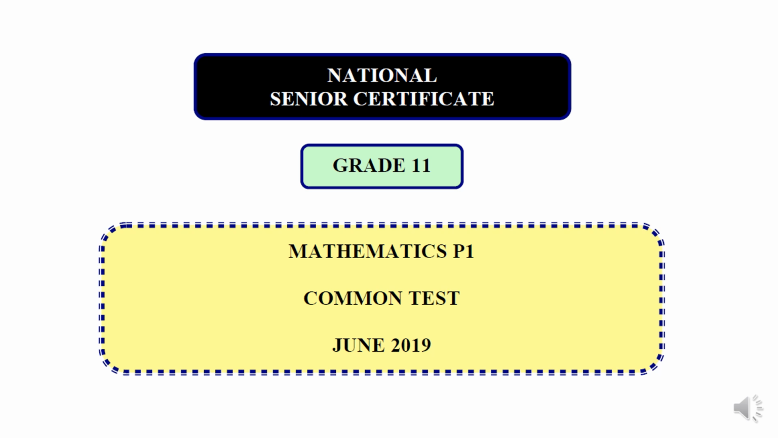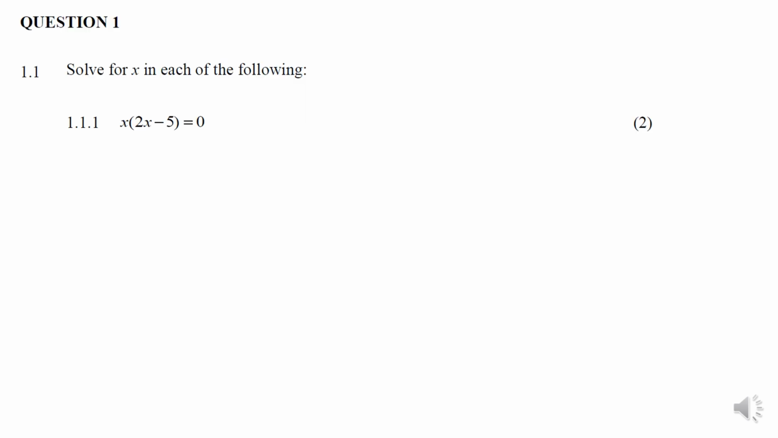Good afternoon. Today we're going to do Grade 11 Mathematics Paper 1 Common Test, June 2019. Question 1. Solve for x in each of the following.